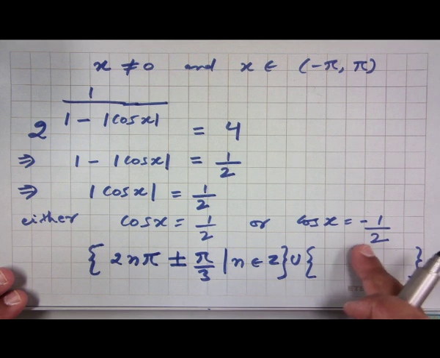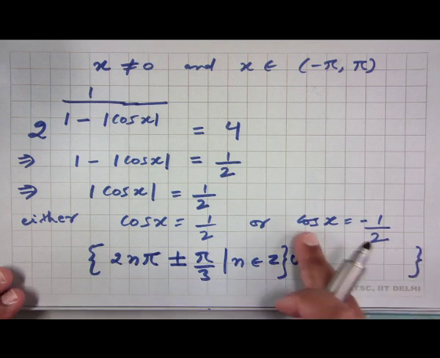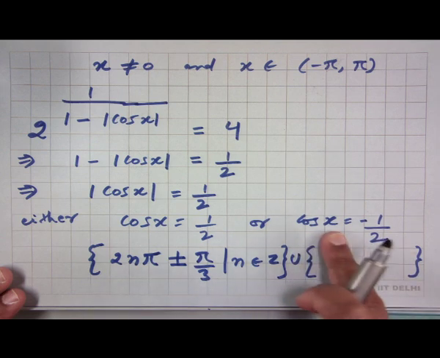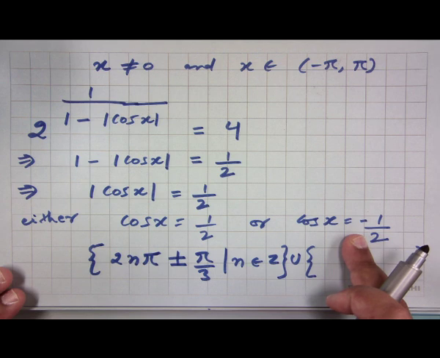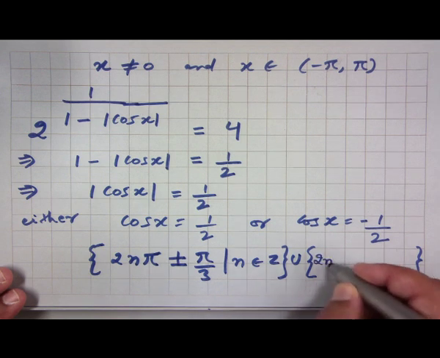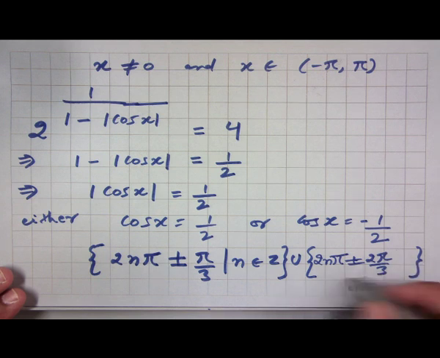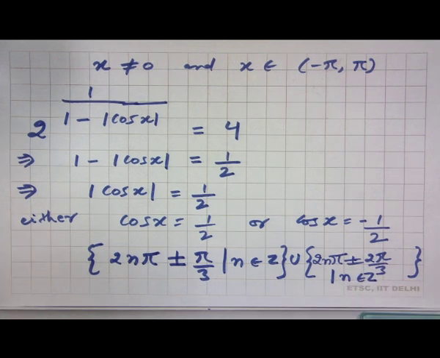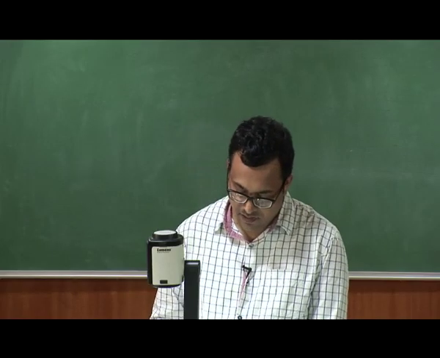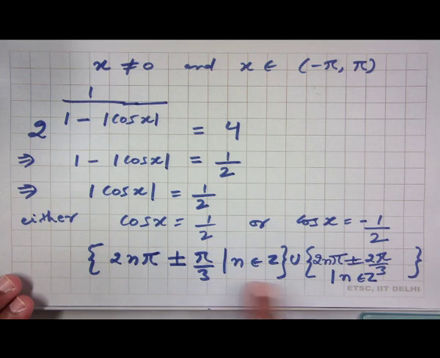We know that cos of 2 pi by 3 is minus half, and therefore this equation is the same as cos x equal to cos 2 pi by 3. So the general solution set for this second equation will be 2n pi plus minus 2 pi by 3 for integer n. So the final answer is that the general solution to this trigonometric equation is the union of these two sets.